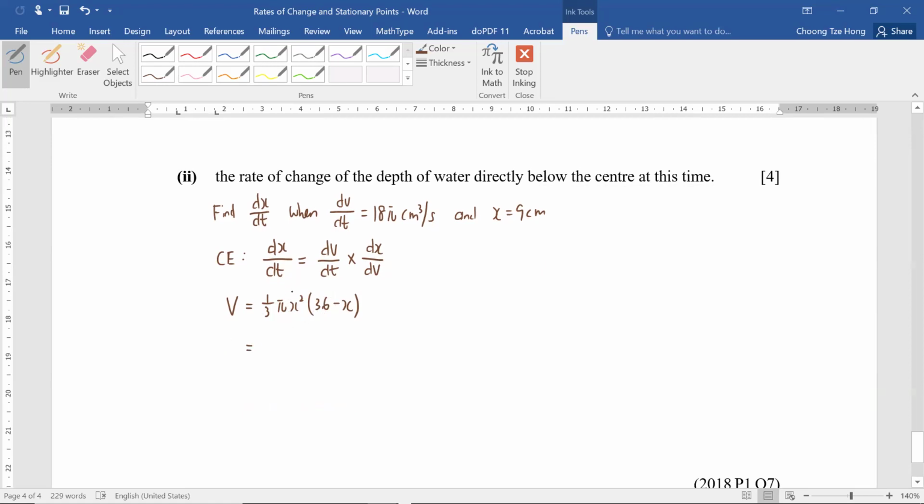So 1/3 pi x squared times 36: 36 times 1/3 will be 12 pi x squared. Then 1/3 pi x squared times negative x is negative 1/3 pi x cubed. I recommend you do this first, then you just differentiate. It will be easier actually. Differentiate here, 2 goes in front, so you get 24 pi x. 3 times 1/3 will just become negative 1, so negative pi x squared. From here you can factorize out the common factor, which is pi x. So you get pi x times (24 minus x). This will be your dV/dx.